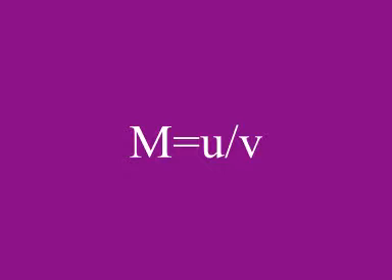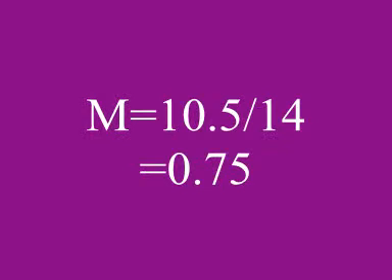The magnification is given by m equals v over u. Substituting in the values gives m equals 10.5 divided by 14. This gives a magnification of 0.75. The image is diminished. The approximate graphical method, therefore, gives results consistent with this more rigorous approach.